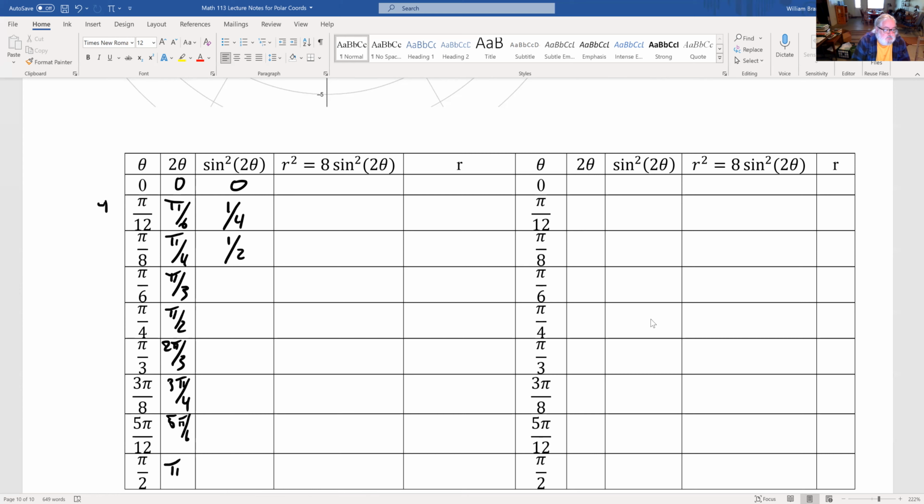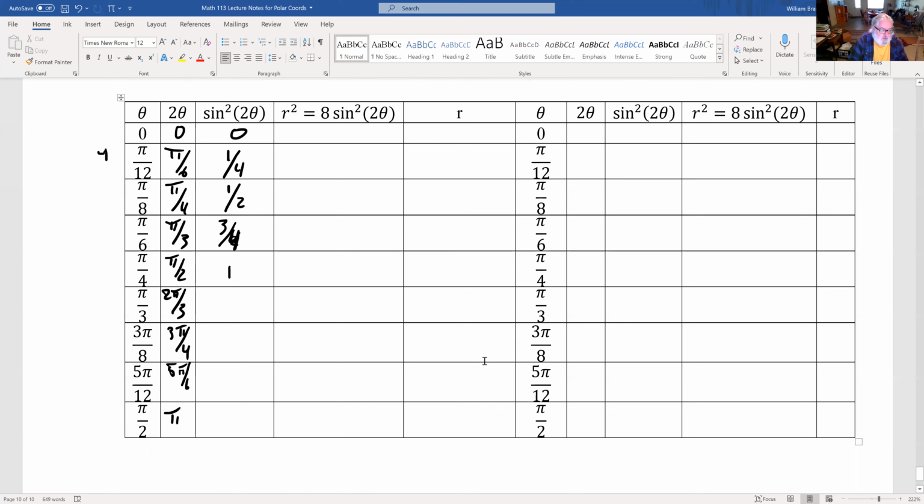Sine of pi over 3 is square root of 3 over 2. When you square that, you get 3/4 actually. There we go. And then sine of pi over 2 is 1, and when you square that, you get 1. And then sine squared will decrease: 3/4, 1/2, 1/4, and 0.